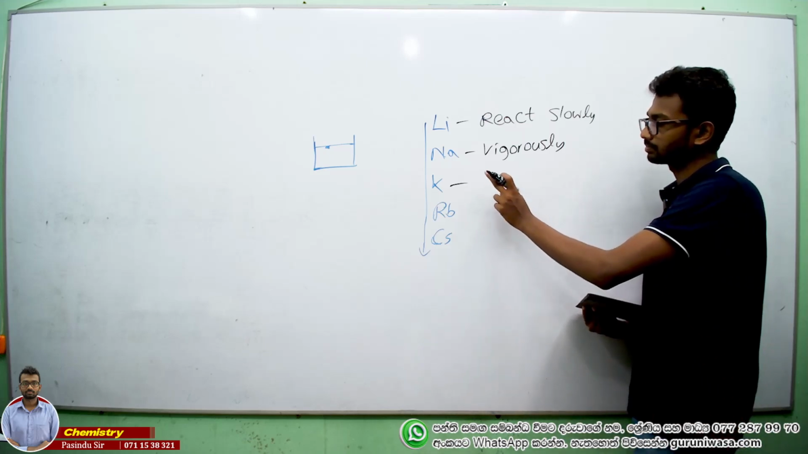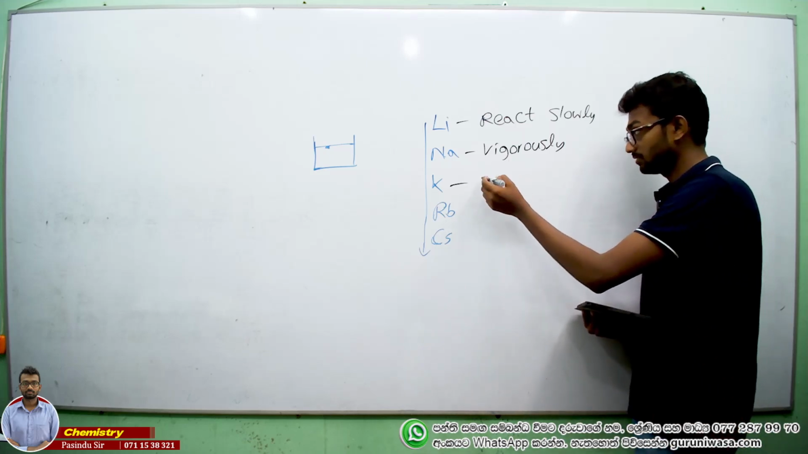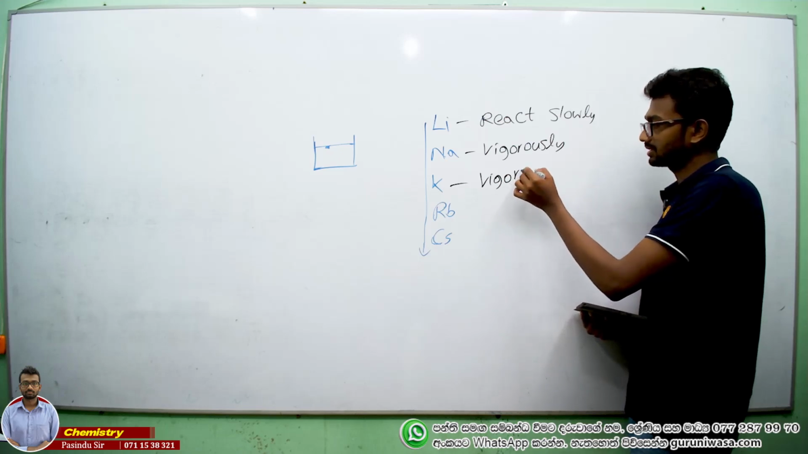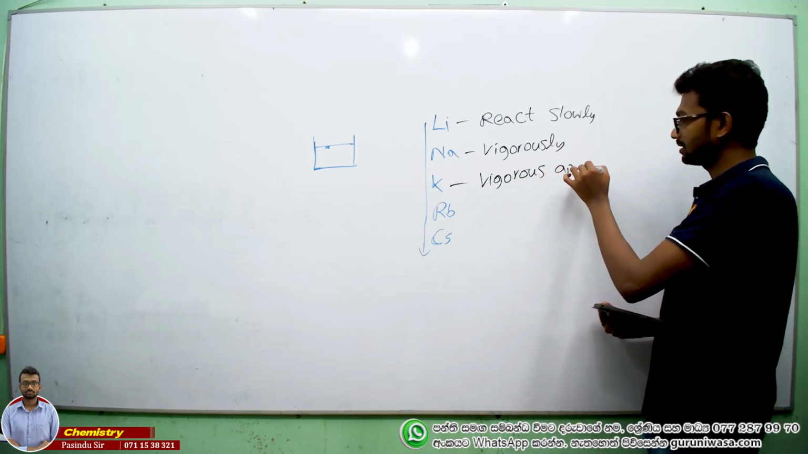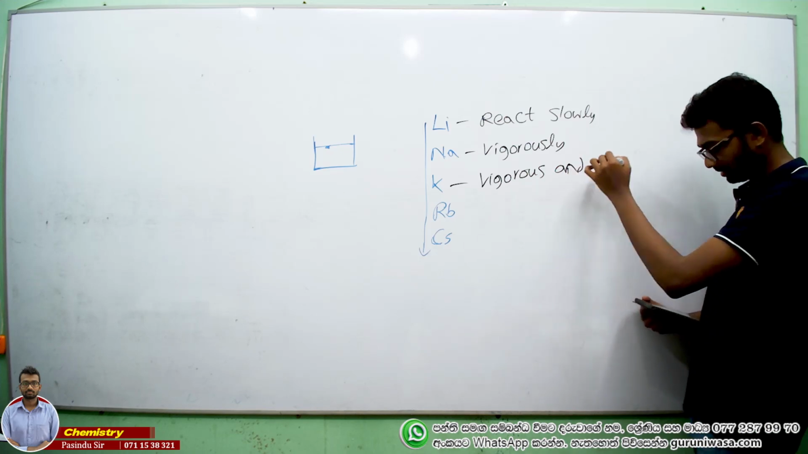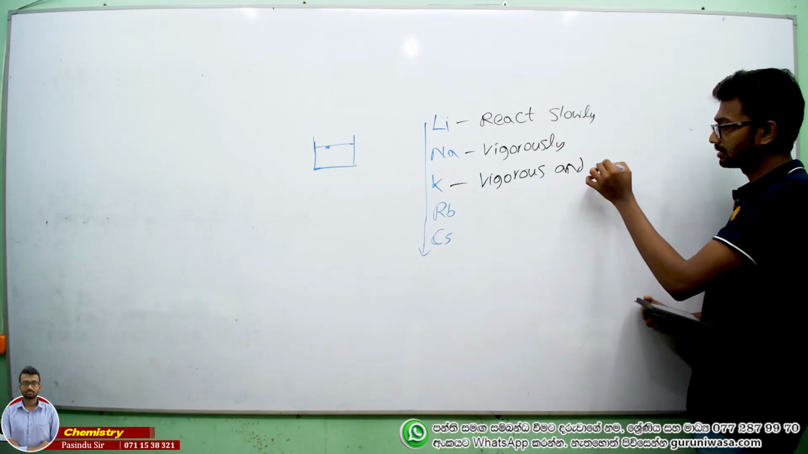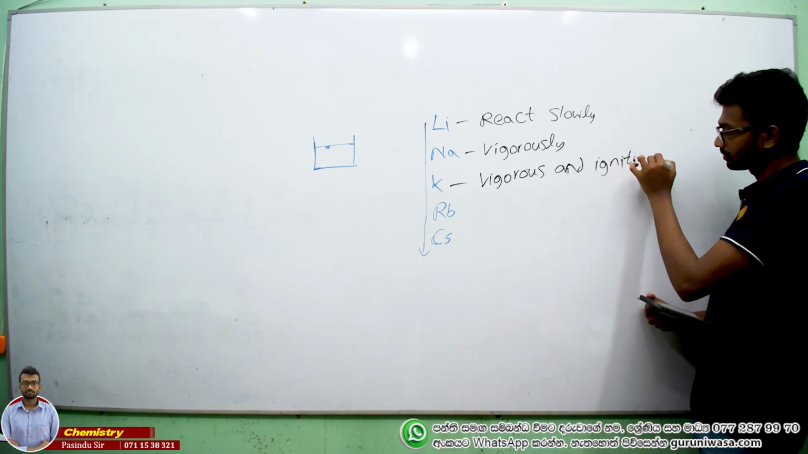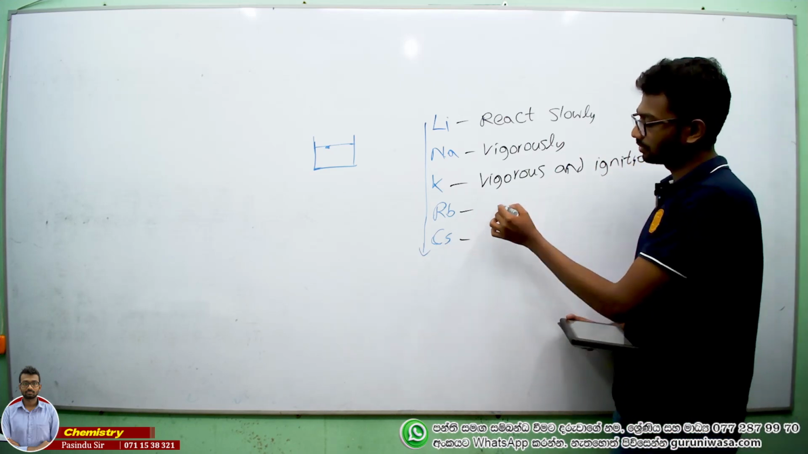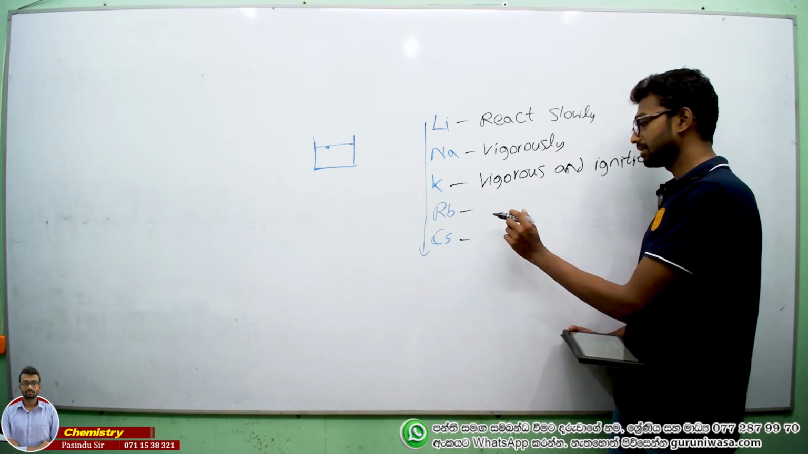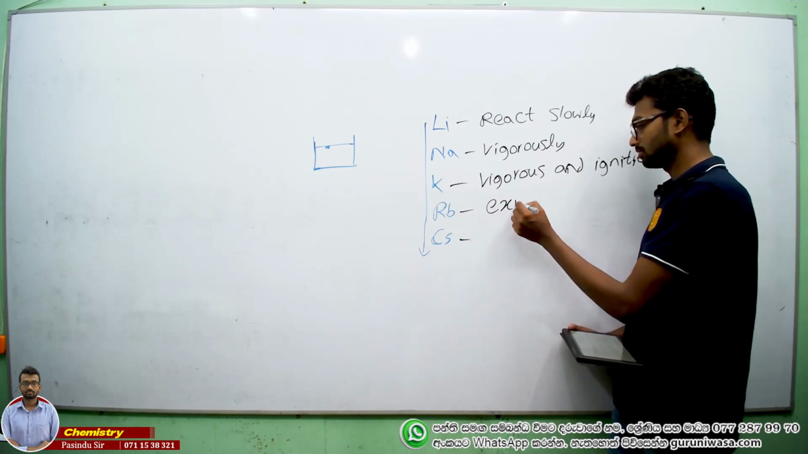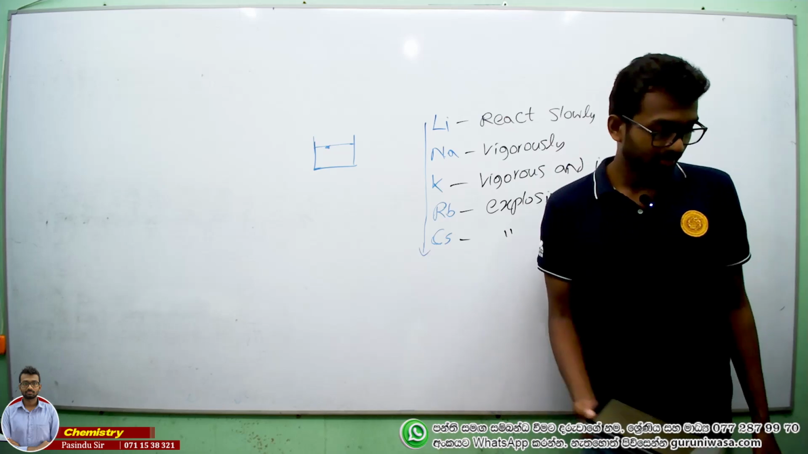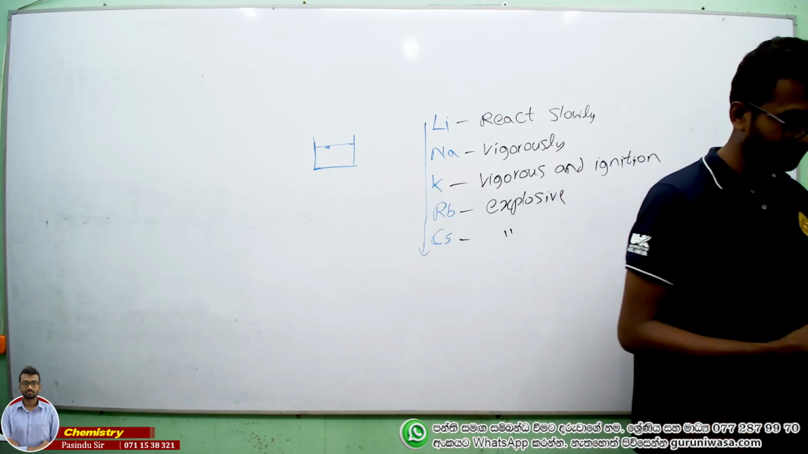And potassium, it's vigorous. This is the way we explain it, vigorous and ignites. Right? Both rubidium and cesium we call explosive, right? If you like, just watch some videos.